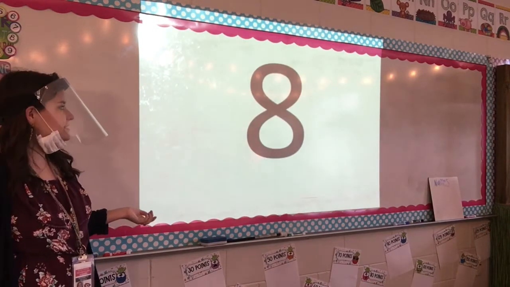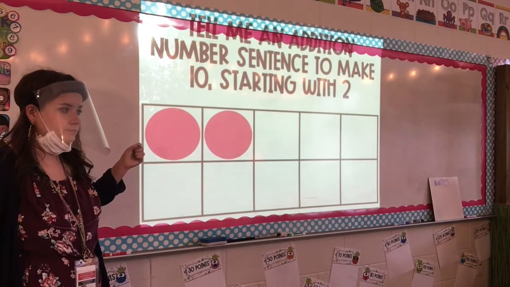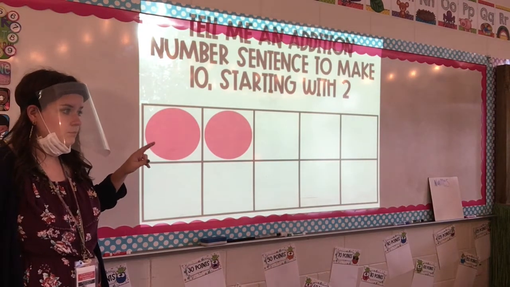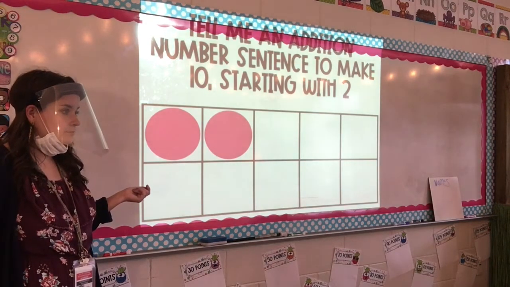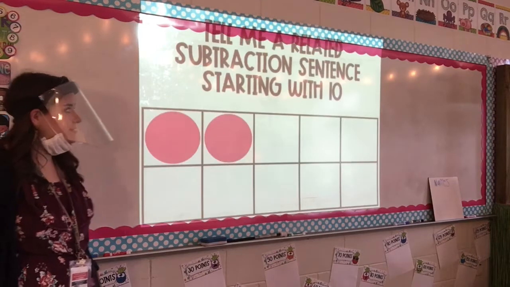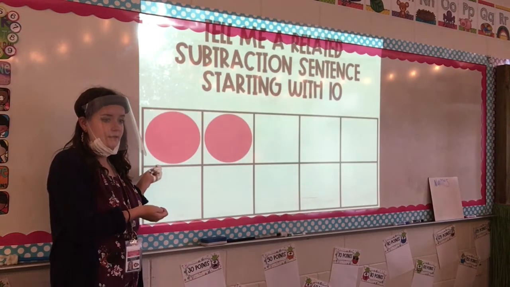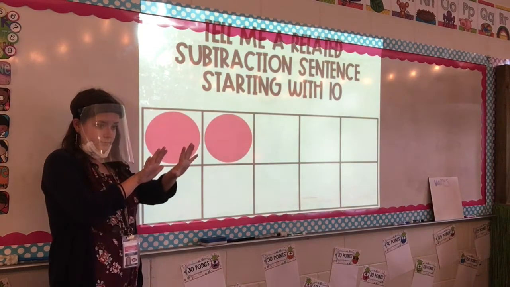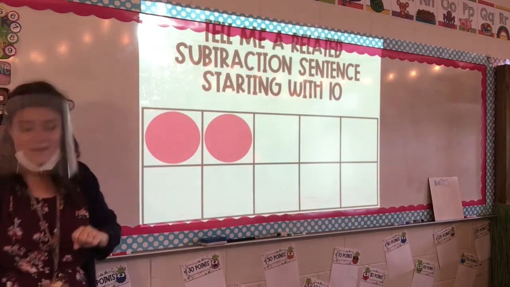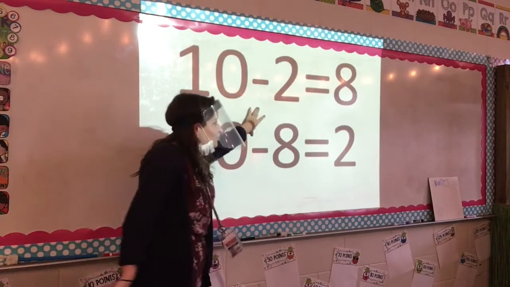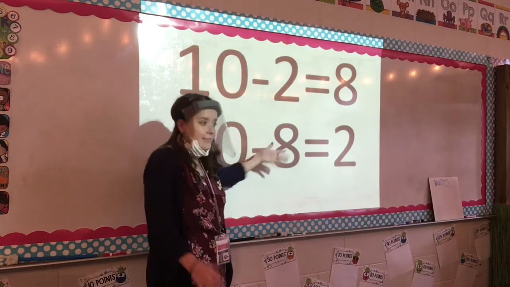So, London, what would that addition sentence look like? 2 plus 8 equals 10. You got it. Peyton, how would I make this a subtraction sentence? So you have 10 and you take away 2 is 8. Good job. 10, take away 2, and then I still have 8. Or I could do 10, take away 8, and then I have 2.